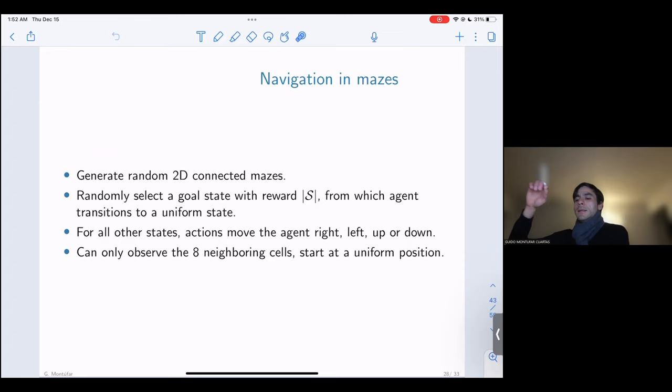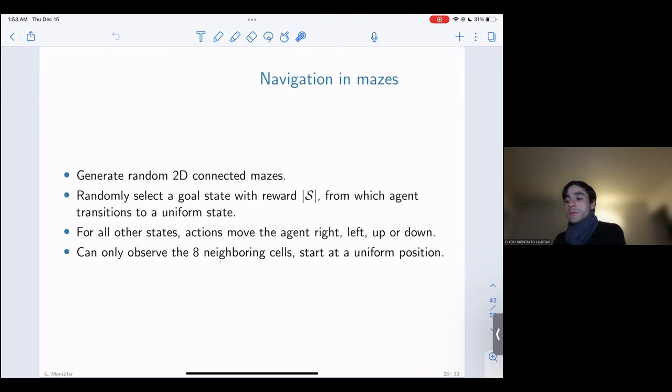The task was for an agent that was placed at some position at random to figure out how to reach a reward. And so if it wants to maximize the accumulated reward over repetitions of this whole process, it will try to find the shortest path that will bring it to this reward, or the shortest amount of steps. And for the reasons that I mentioned previously, it may need to randomize also its actions.